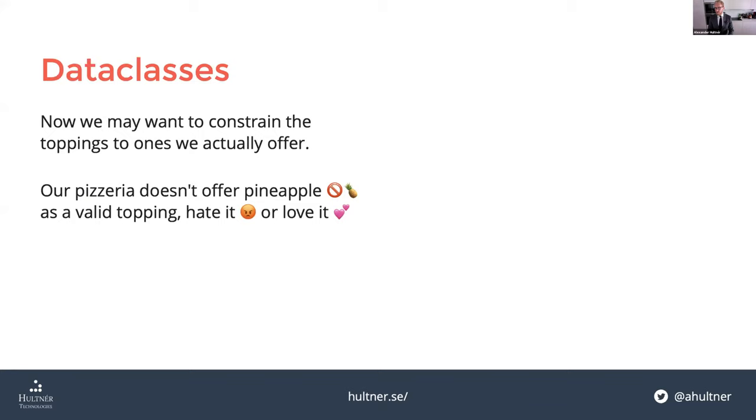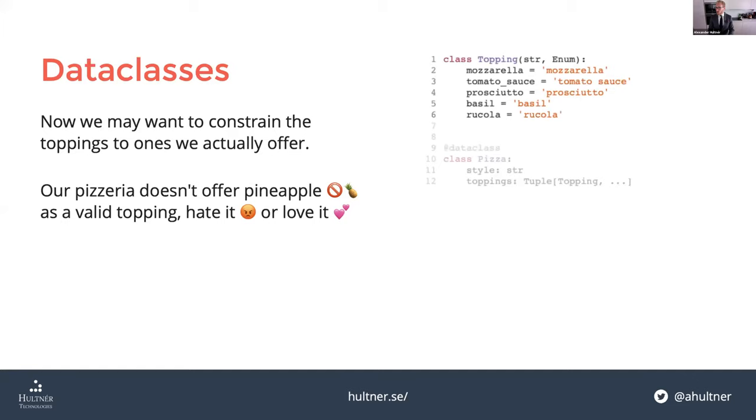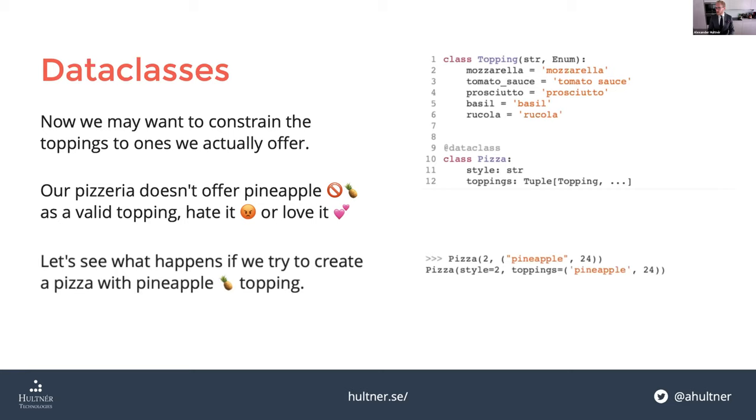Maybe you hate it or you love it, but that's how it is at our pizza place. So we add an enum class for mozzarella, tomato sauce, prosciutto, basil, and rucola, which are the toppings we offer. And we change the type annotation to refer to toppings. If we try this out now, we can see that it's still allowing us to create a pizza with pineapple topping. And I even added an integer topping just to show that it allows pretty much anything. So the types are not enforced at runtime.